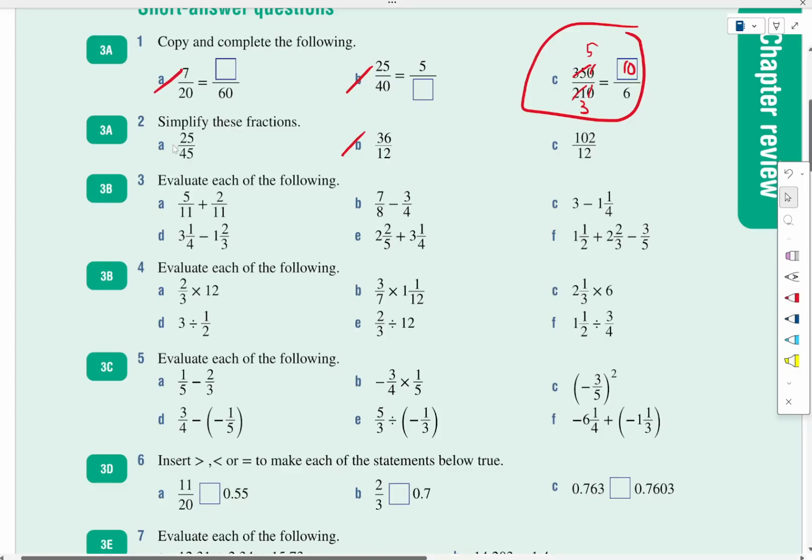A. 5 over 9. Yep. C. 51 over 6. Yep. Can you simplify further? No. You can. You do 5 plus 1, which is 6, so it's divisible by 3.